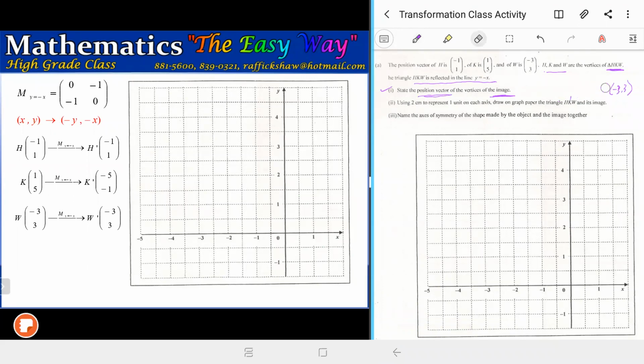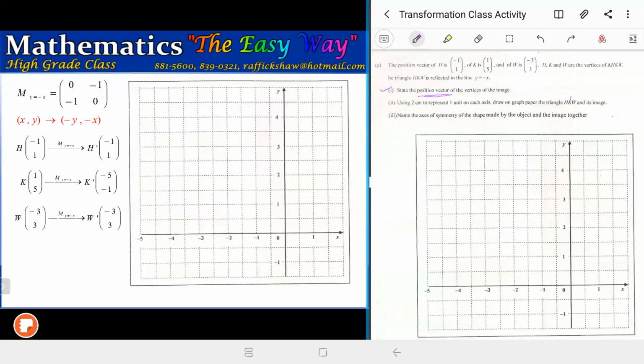Right? These are the coordinates that they didn't give us, but they wanted us to write down the position vectors. So that is it. I've answered the first part. They wanted the position vectors. They gave us position vectors here, and we are giving them back position vectors on the left side of the sheet there. All right.